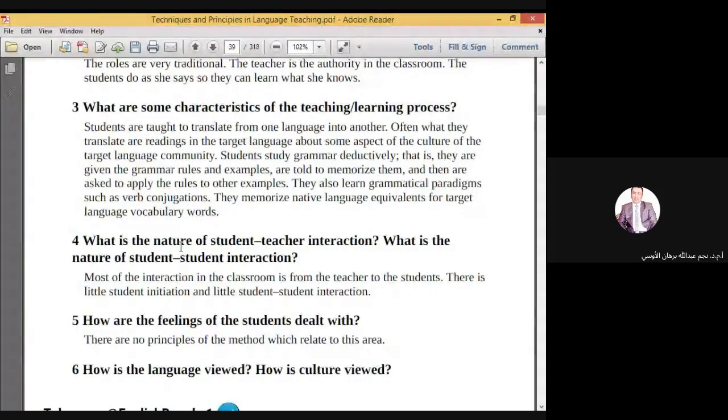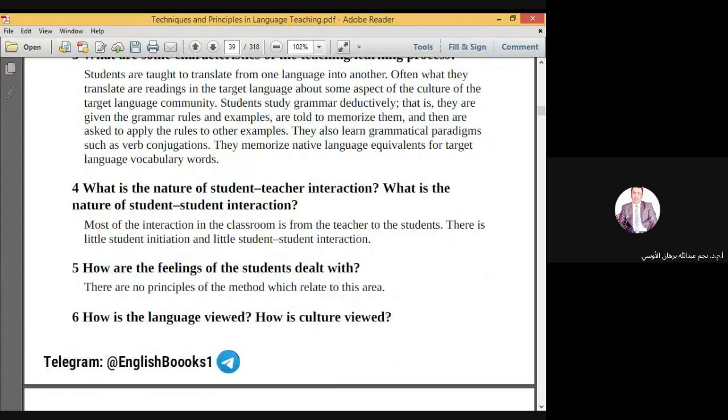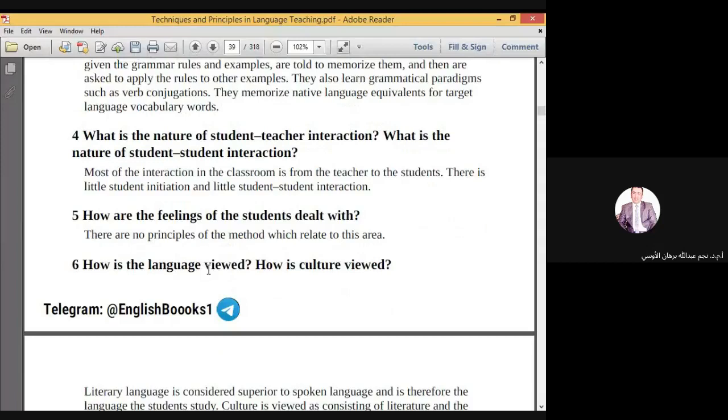Four, what is the nature of the student-teacher interaction? Also, what is the nature of the student-student interaction? Most of the interaction in the classroom is from the teacher to the students. There is little student initiation and little student-student what? Interaction. Five, how are the feelings of the students dealt with? Here, there are no principles of the method which relate to this area.